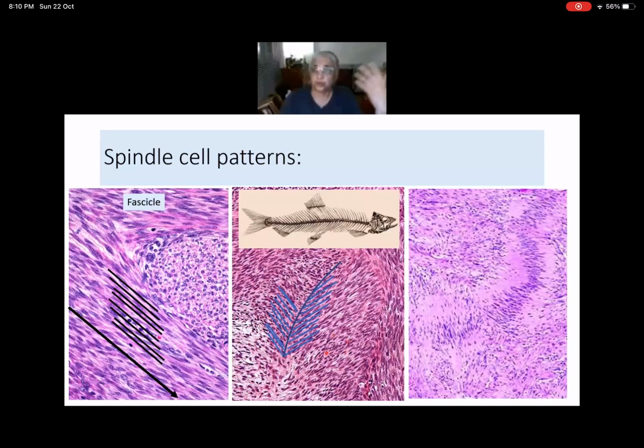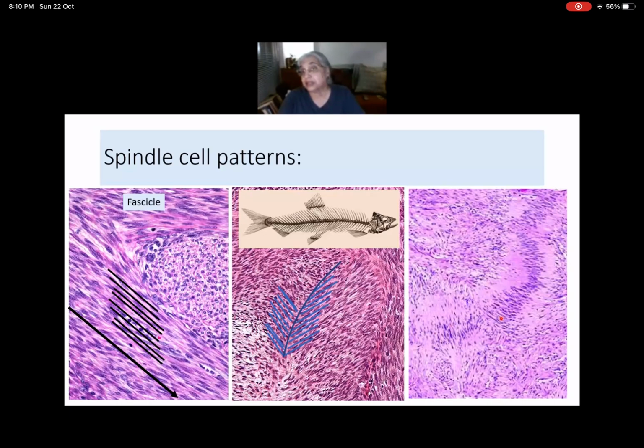Herringbone pattern. Yes, it's called herringbone. Why? Because it looks like a herringbone. You can see over here. Or a feather. If you don't like to think of herringbones and so forth, just think of a feather, no? Where you have a rib that goes through the center, and then all of these are arranged obliquely to the direction in which that rib is.